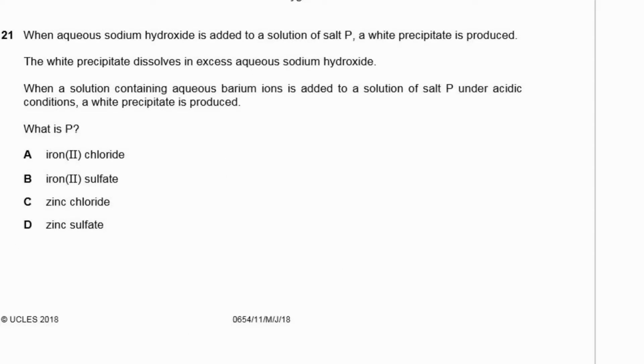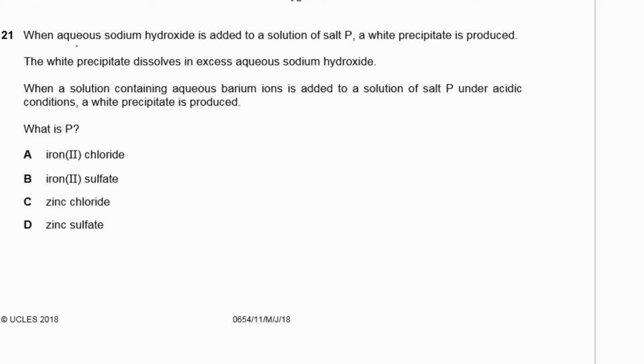Good. Question 21. When aqueous sodium hydroxide is added to a solution of salt P, a white precipitate is produced. The white precipitate dissolves in excess sodium hydroxide. When a solution containing aqueous barium ions is added to a solution of salt P under acidic conditions, a white precipitate is produced. What is P? Now, in order to answer this question, you need to know how to identify different ions. What are the tests? Okay, so this happens in a few stages.